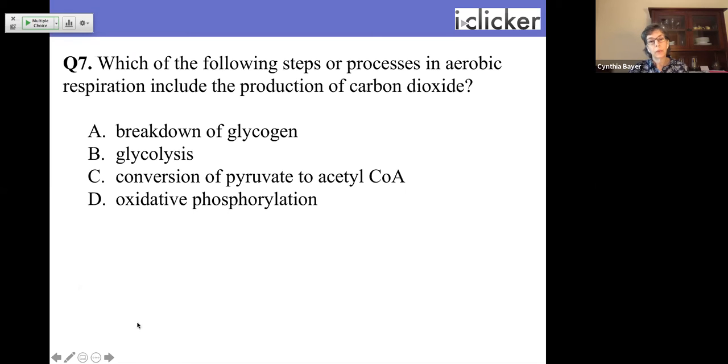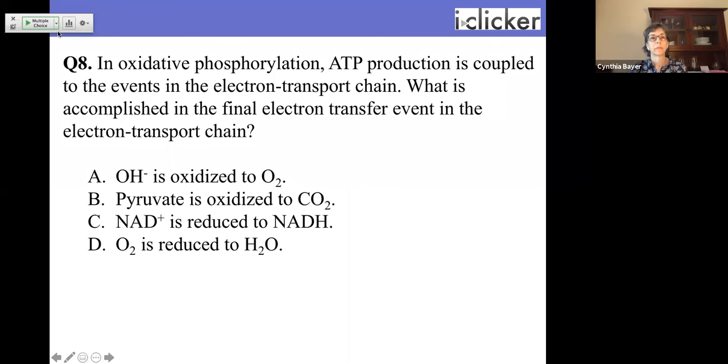All right, so what about another feature of our cellular respiration? The oxidative phosphorylation portion of cell respiration.